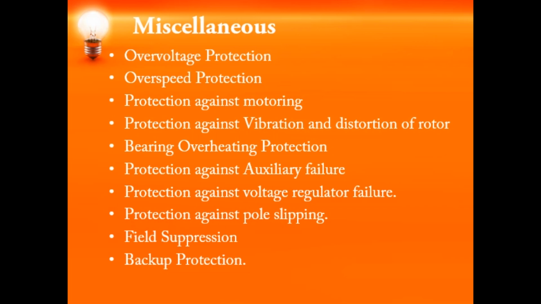Next is protection against motoring. In the case of steam generators, if the steam supply is cut off, the generator will operate as a motor. The steam turbine will get overheated because there is insufficient steam passing through the turbine to carry away the heat generated by the windings. Therefore, we need a protective relay to protect the steam turbines. Usually the relay will operate when the power output falls below 3%.